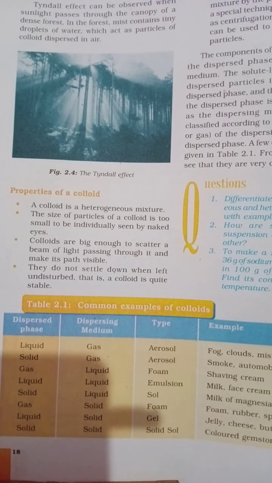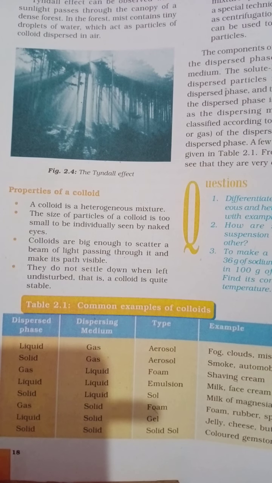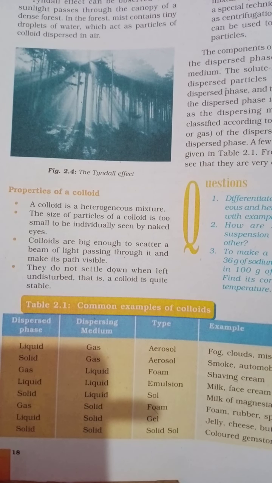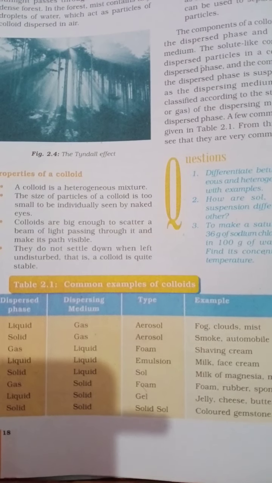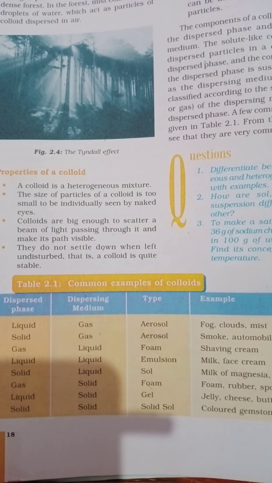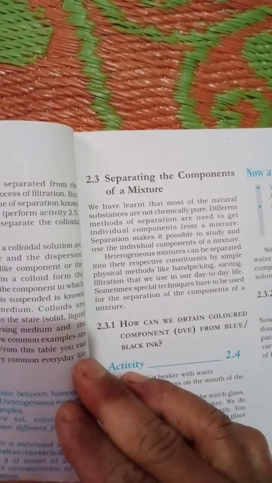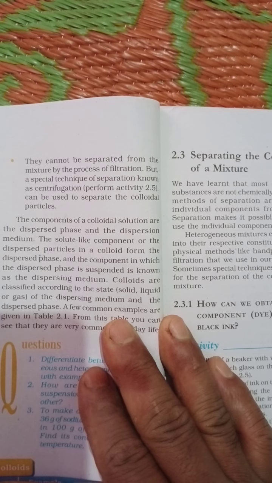A colloid is a heterogeneous mixture. The size of the particles of a colloid is too small, so individually we cannot see them with the naked eye, but as a group you can see them. Colloidal particles are big enough to scatter a beam of light passing through and make its path visible. They do not settle when left undisturbed. That means colloids are quite stable. So they cannot be separated from the mixture by filtration, but for the separation of colloids we need to use centrifugation.